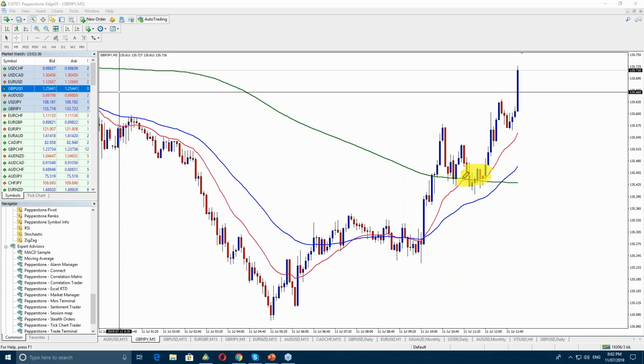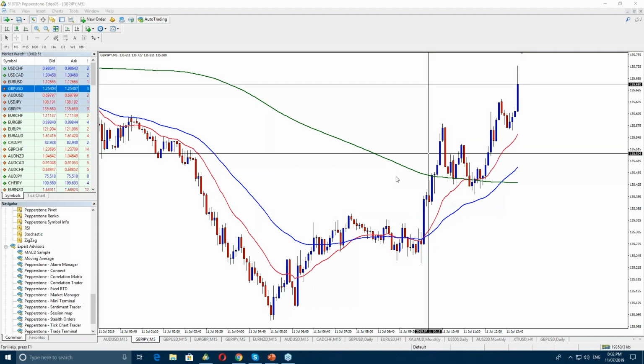But yeah, there's the test of the double moving average, and that's very significant when you also find it at a key level of support or resistance. So double moving averages, support or resistance, perfect little area.